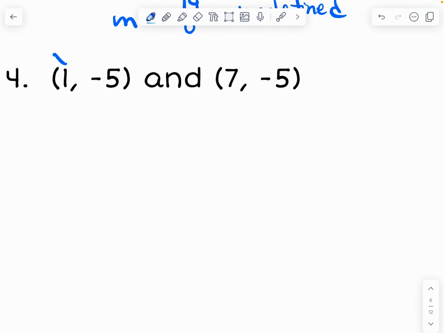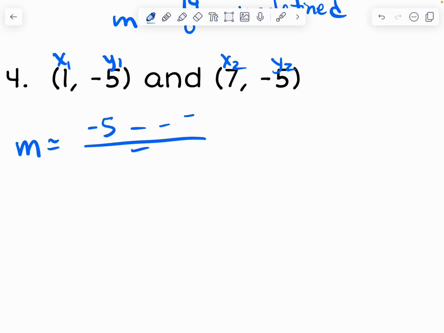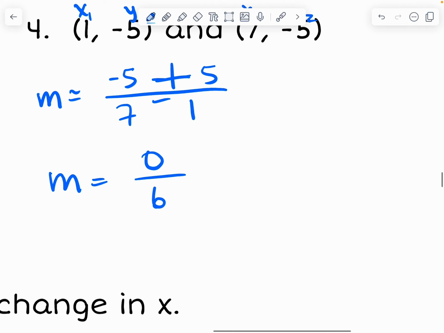Okay, so x1, y1, x2, y2. Again, I subtract my y values, negative 5 minus a negative 5, 7 minus 1. This turns to a plus sign, so I get 0 over 6. 0 over anything is 0.